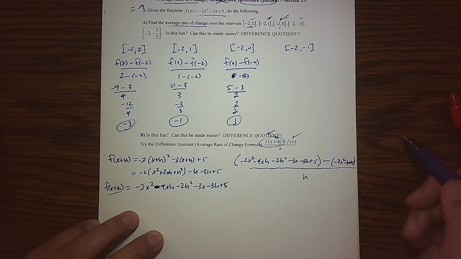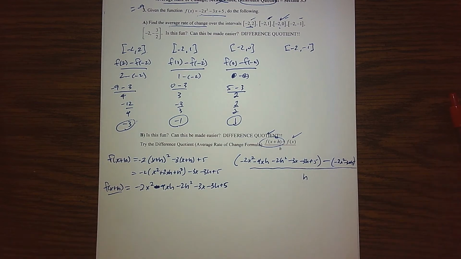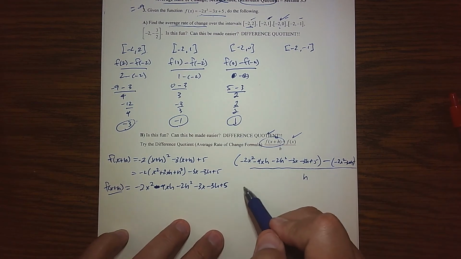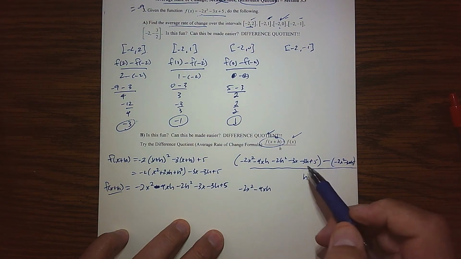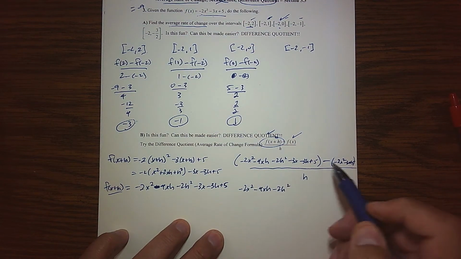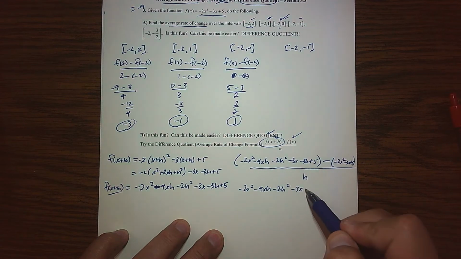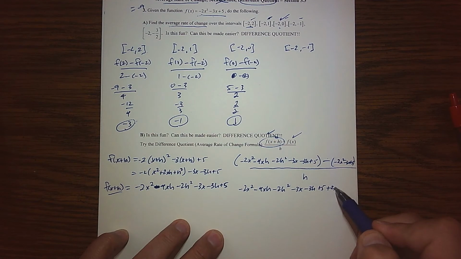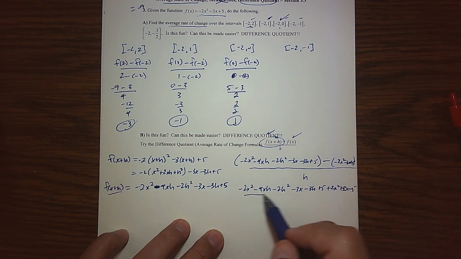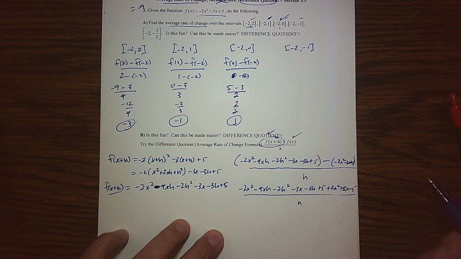So now, as we did earlier in 3.1, we have a lot of simplification. Let me drop the parentheses. We have negative 2x squared minus 4xh minus 2h squared minus 3x minus 3h plus 5. Distributing, we get a positive 2x squared, a positive 3x, and a minus 5. And this is all over h.